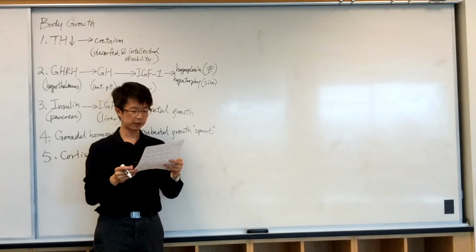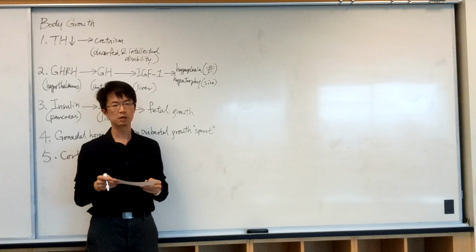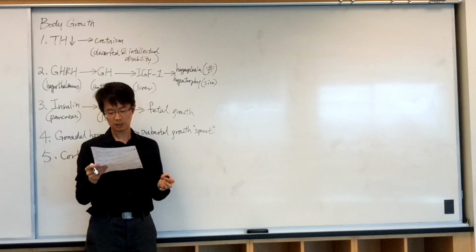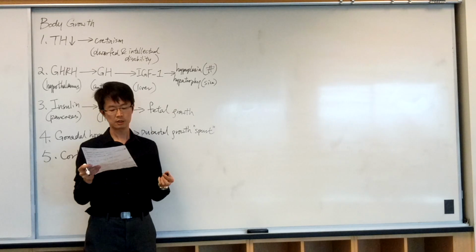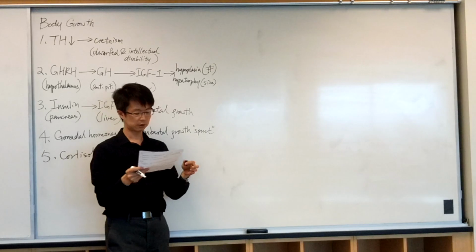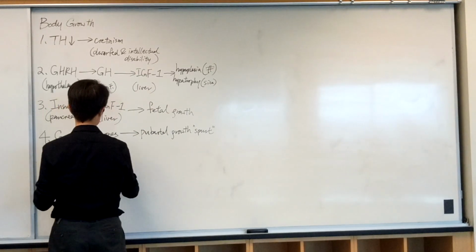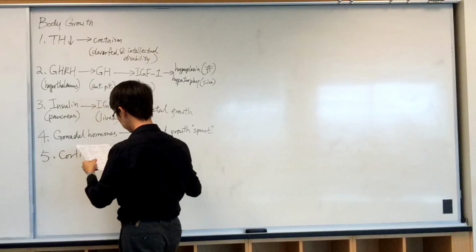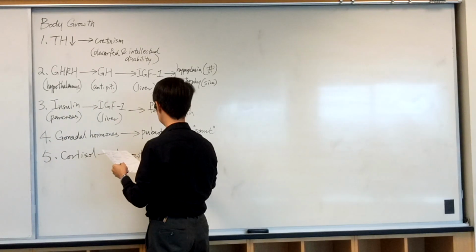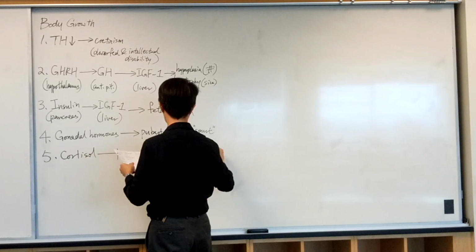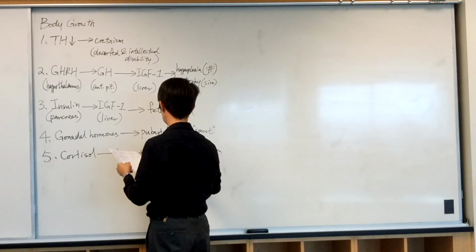For example, when children lack attention or affection, or they have abusive parents, then usually they will have a high cortisol level, and a high cortisol level will inhibit their body growth.